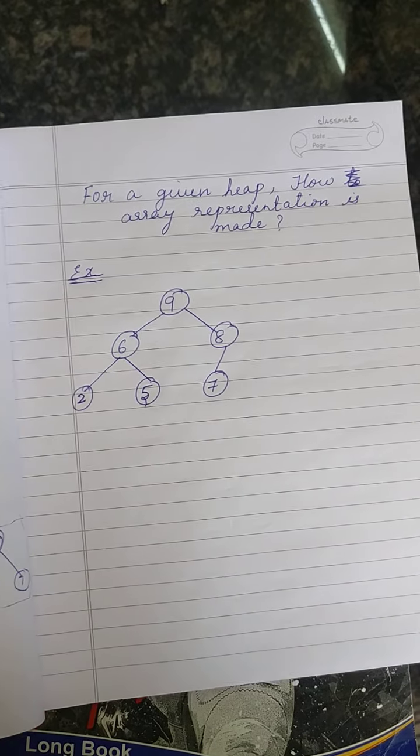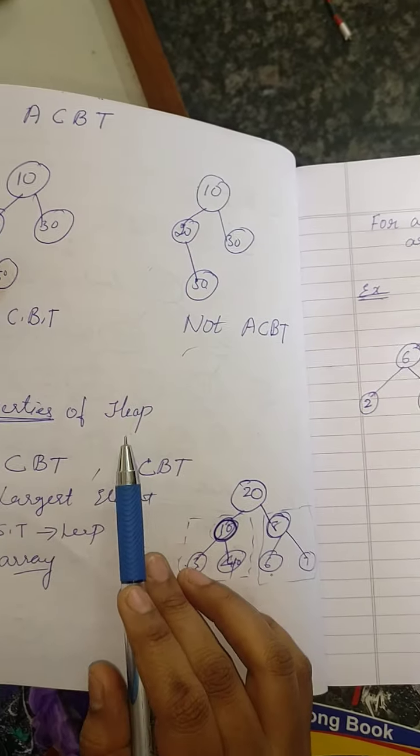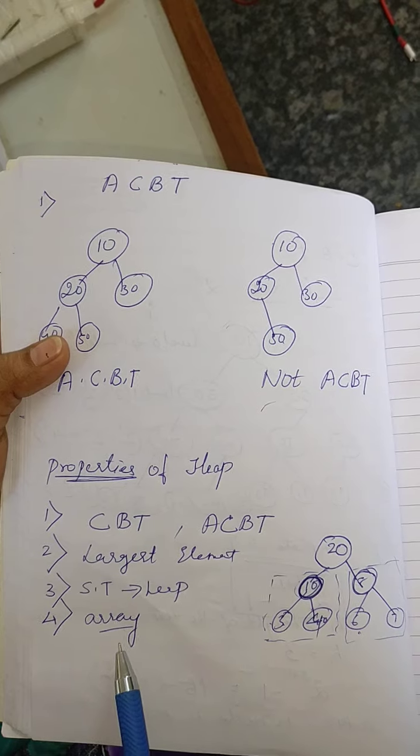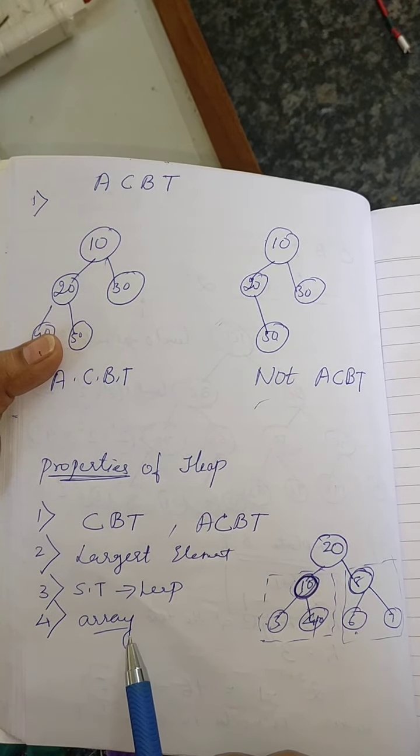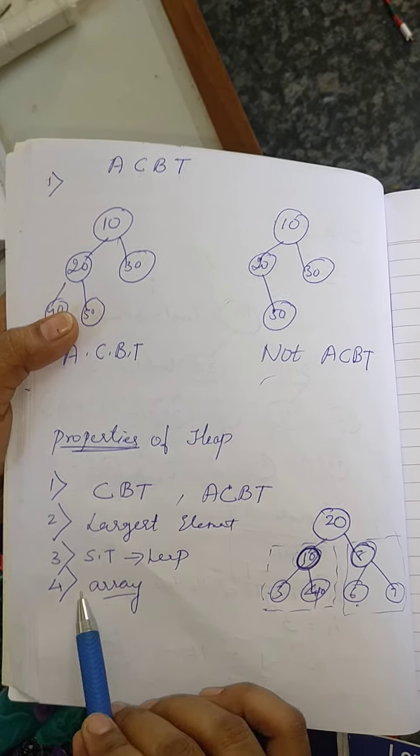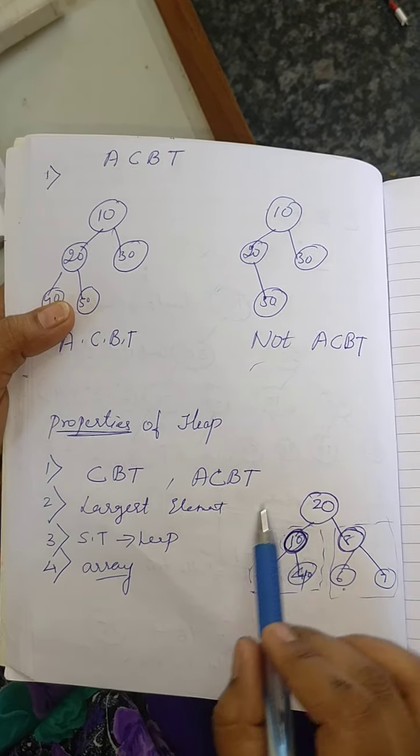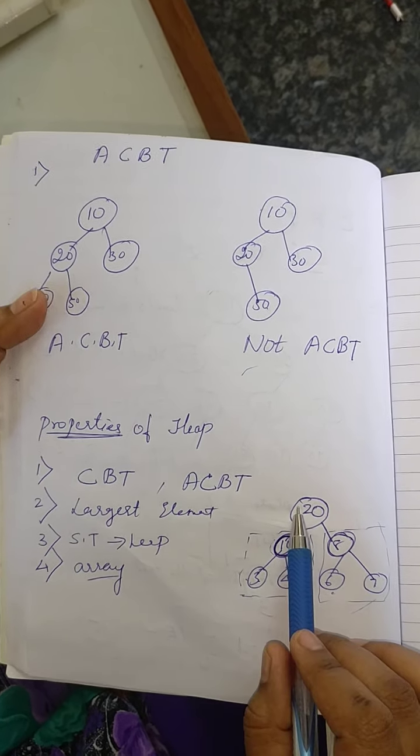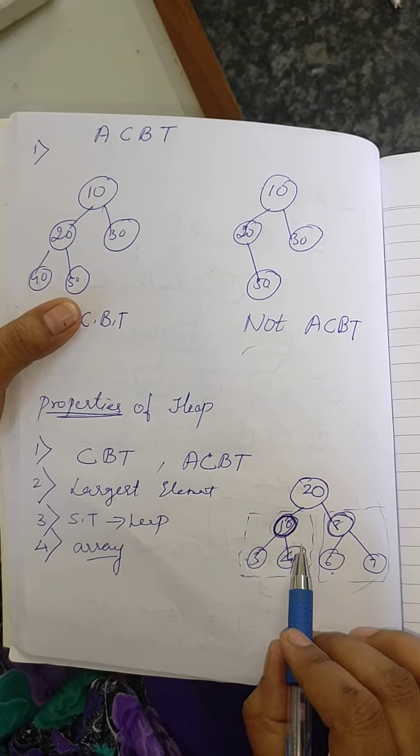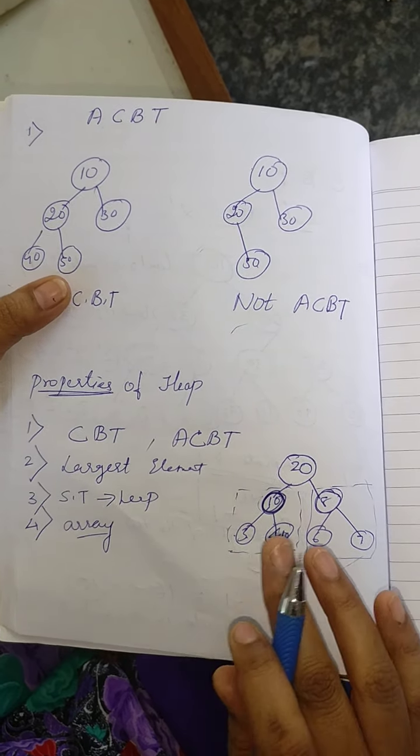Yesterday I explained the properties of the heap. The fourth property is that a heap can be implemented as an array. Yesterday I didn't explain in detail how it can be implemented as an array. Today I will take the same example we discussed yesterday with this heap, and I will tell you how you can implement it as an array.